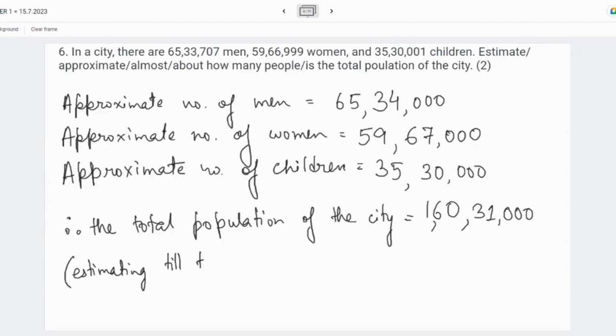This is my approximate population of the city. About 1 crore 60 lakh 31,000 people live in the city. Almost 1 crore 60 lakh 31,000 people live in the city. And we can also mention that we have estimated till the thousands place. This is our answer. Please write a sentence separately for the answer during your examinations.